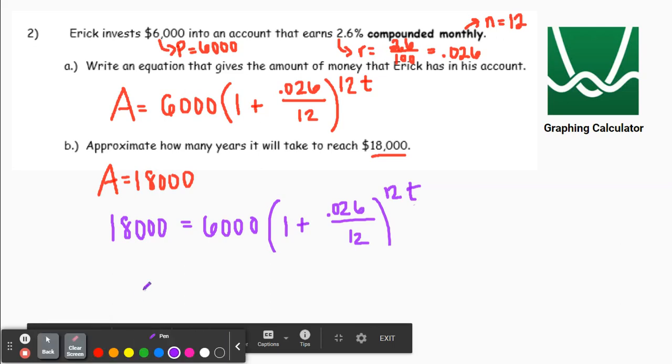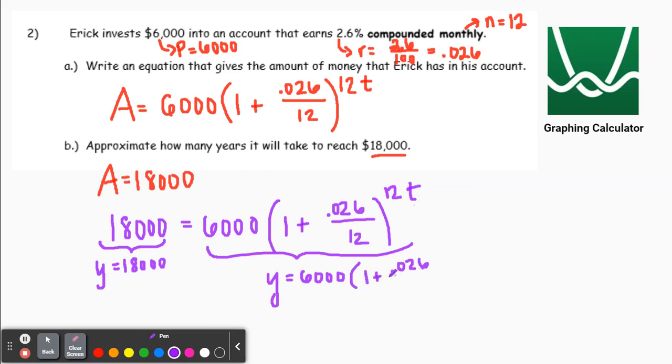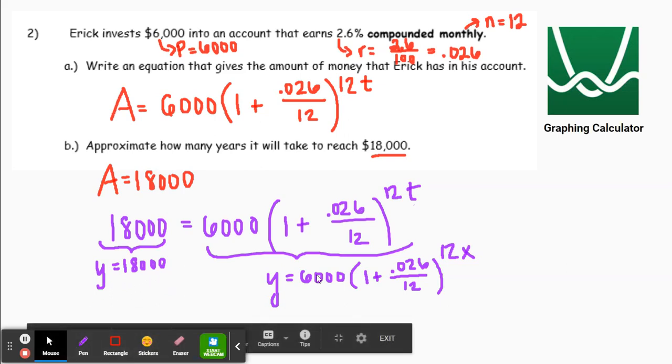So my plan is to type this into one equation as y equals 18,000, and then this into another equation as y equals 6,000 times (1 plus 0.026 over 12) to the 12x. We'll just use x and y for our variables in our Desmos graphing calculator. So again, we're going to have 2 equations that we're going to type in: y equals 18,000 and then also the right side of the equation. Our goal is to find where they meet.